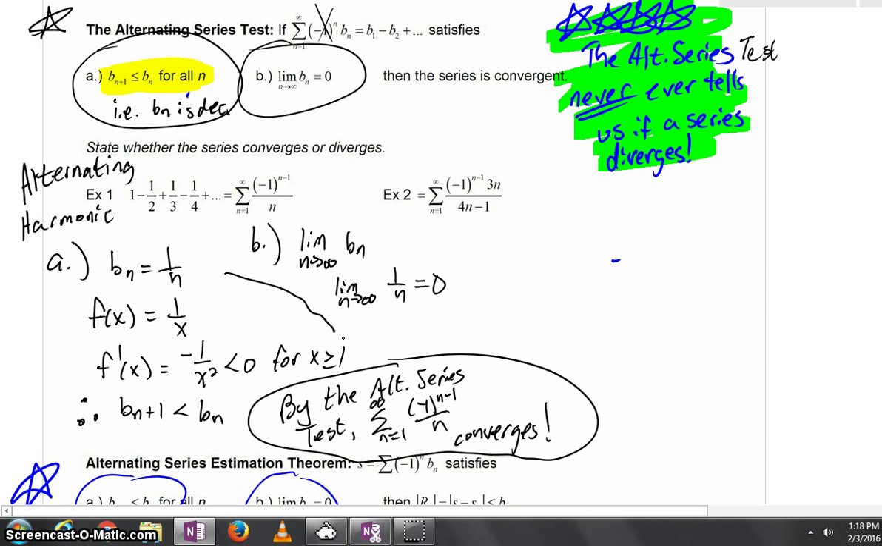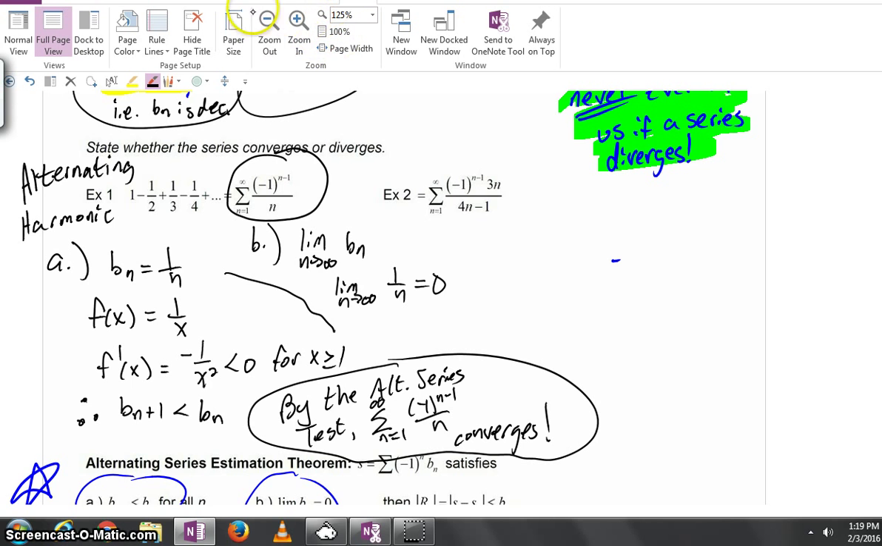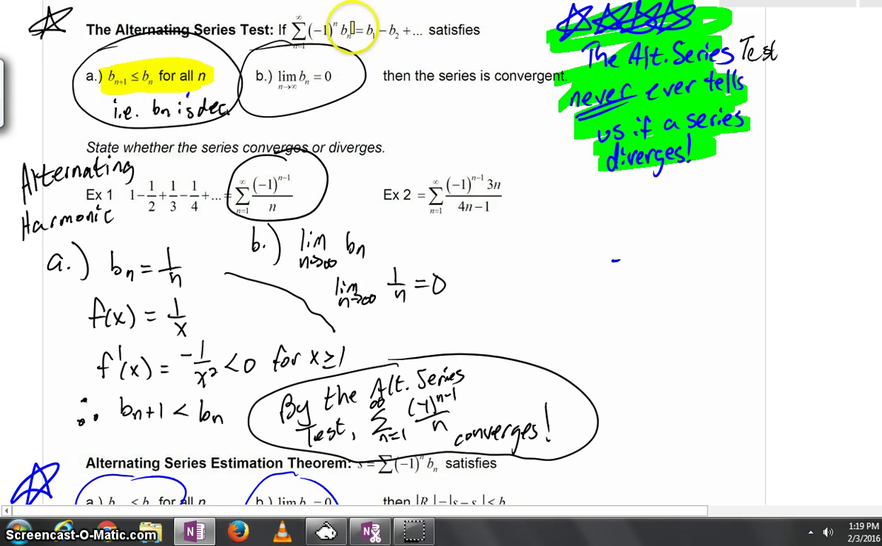You made b sub n. Yes, so just choosing the most logical. No. To get b sub n, notice what's happening up here. I just want to point out this, maybe this will help us out a little bit. Look up in the very beginning, right up here.